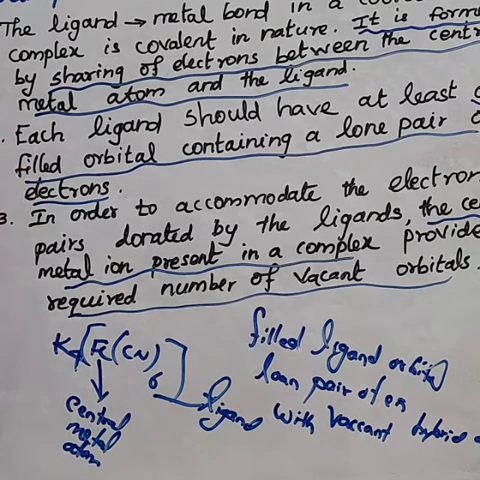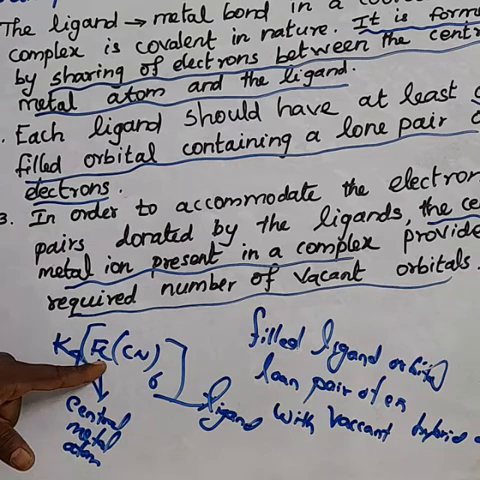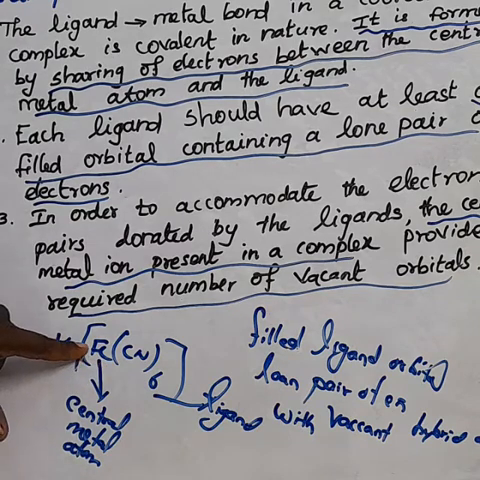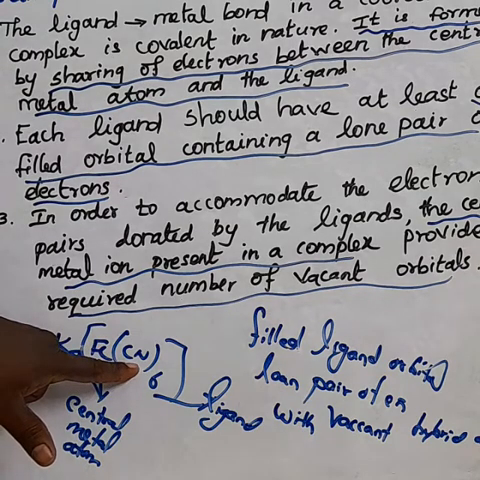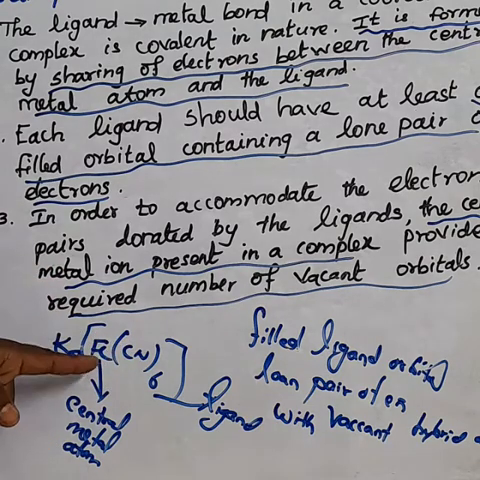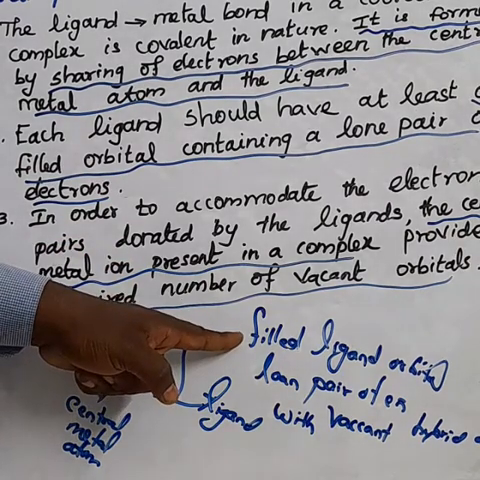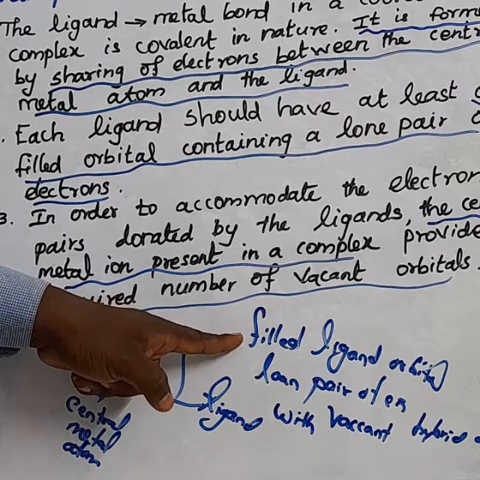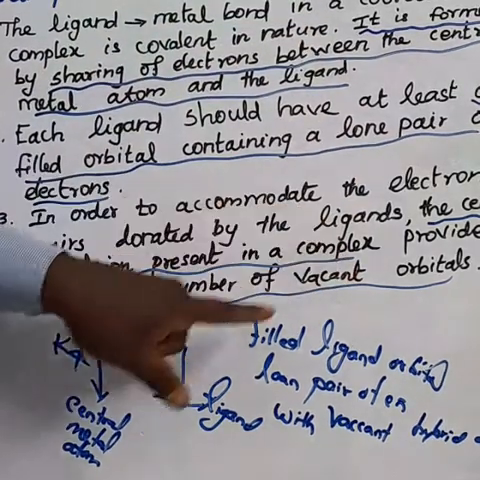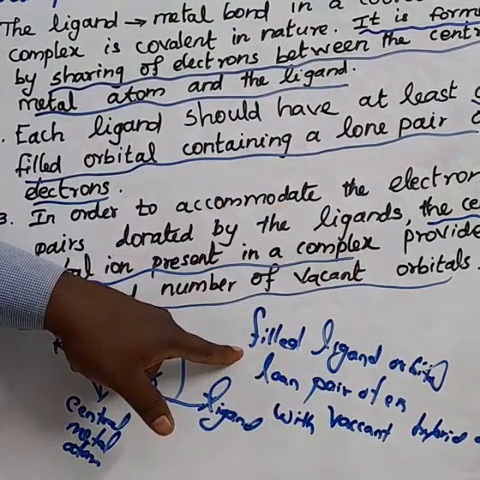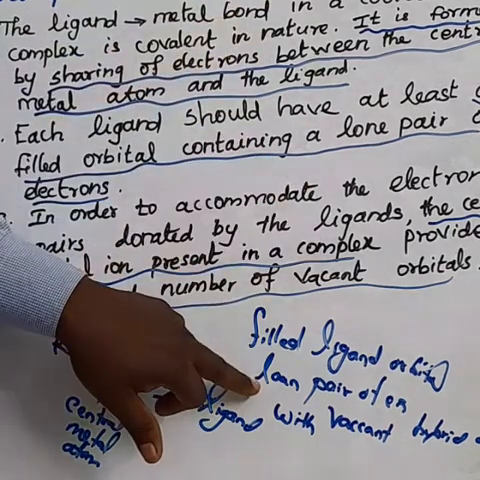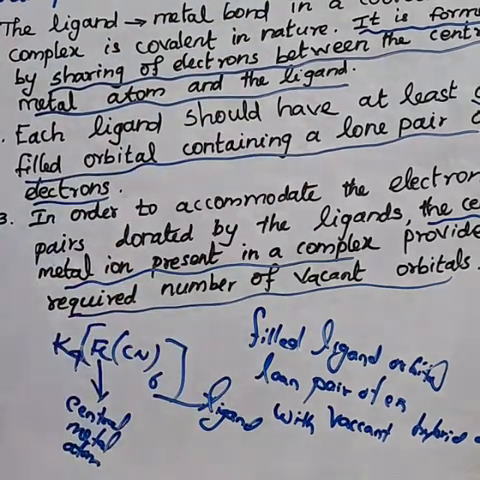What the valence bond theory explains is that a bond is formed between the central metal atom and the ligand. Why does this happen? Due to the overlap of the filled ligand orbital, containing a lone pair of electrons, with the vacant hybrid orbitals of the central metal atom. This is the valence bond theory.